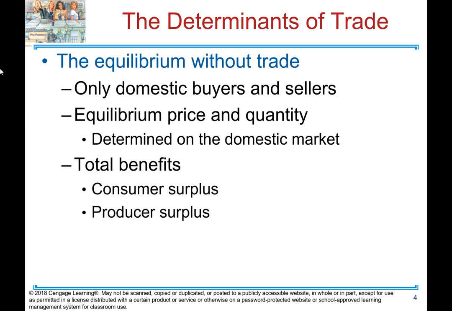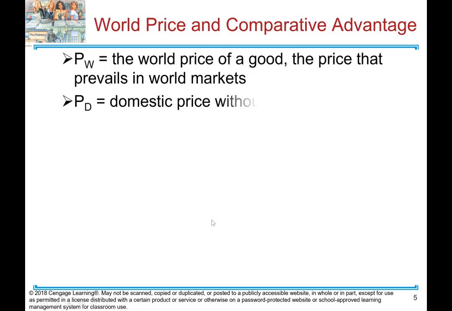First, let's look at equilibrium without trade. In other words, only domestic buyers and sellers. The country is closed to the outside world, and there are only domestic buyers and domestic sellers. Equilibrium price and quantity is determined on the domestic market. Total benefits is consumer surplus plus producer surplus, as we saw back in chapter 7.